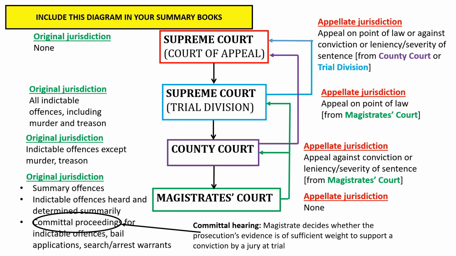The fourth and final ground on which a decision of the county court or the trial division can be appealed to the Court of Appeal is where the accused appeals against the severity of the sentence that the accused has received in the county court or the trial division. In such a case, the accused has been found guilty, and the judge has imposed a sentence on the accused, but the accused believes that that sentence is too heavy.